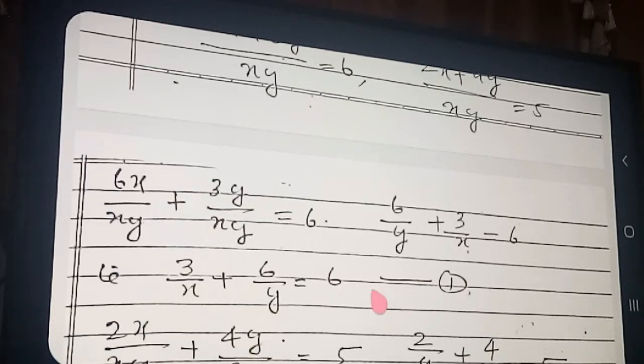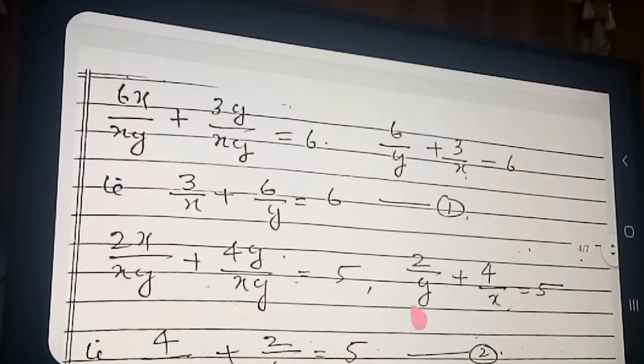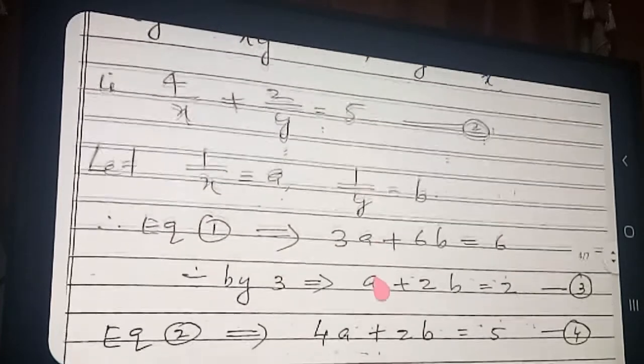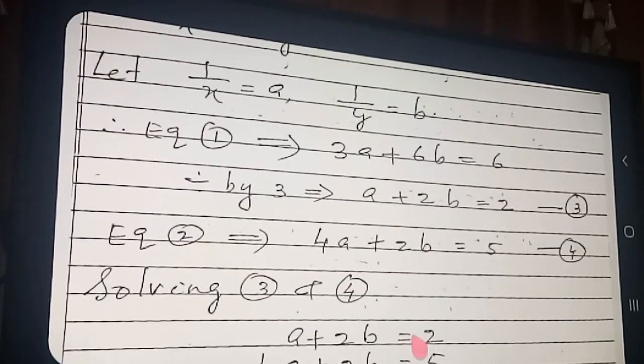Question number 1 is done now. Same method, the second one also you will get. Okay, now that also you arrange in the same format: 4 by x plus 2 by y is equal to 5. Now you see equation number 1 and 2. Which format did we get? 1 by x, 1 by y format, both. Now as usual, 1 by x you give as a and 1 by y you give as b. So here you will get 3a plus 6b is equal to 6. Here you will get 4a plus 2b is equal to 5. Both the equations are found now.